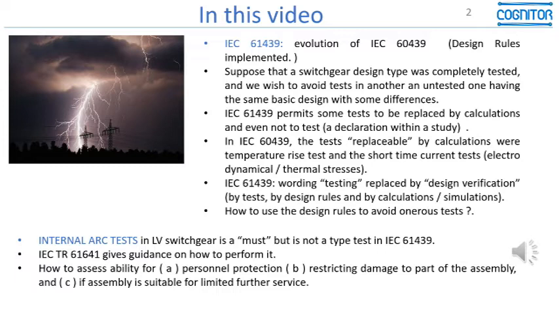IEC TR 61641 gives guidance on how to perform the internal arc test, on accessibility for personal protection, restricting damage to part of the assembly, and whether the assembly is suitable for limited further service. These are the three classifications which are used for internal arc tests in IEC TR 61641.